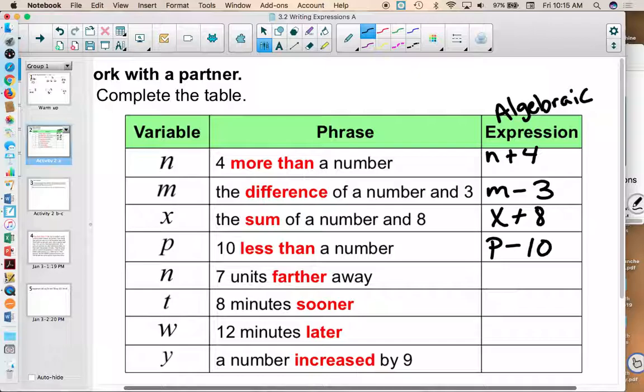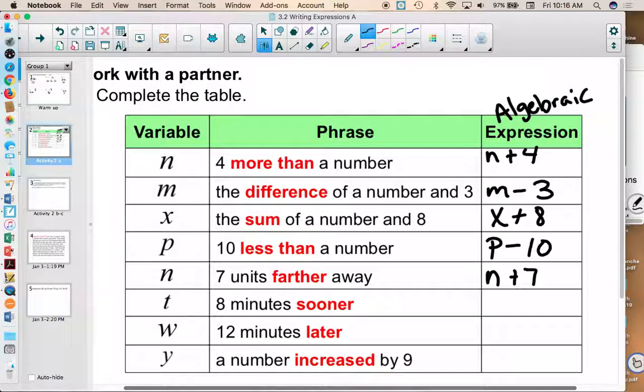7 units farther away. 7 units farther away. Braden. N times 7. I don't think it's multiplication. The other word that I might substitute would be more. Okay. 7 units farther away. Josie? N plus 7. Good. N plus 7. And that one, it's like you're thinking about a number line. And if I was at N, I'm going to go 7 units farther.